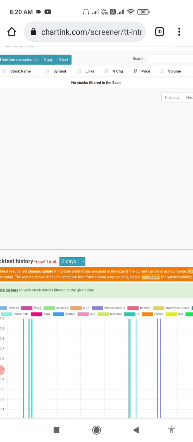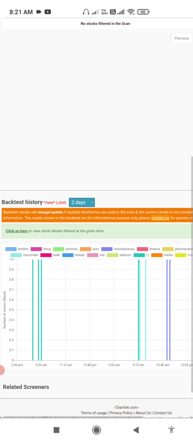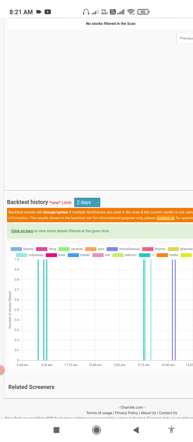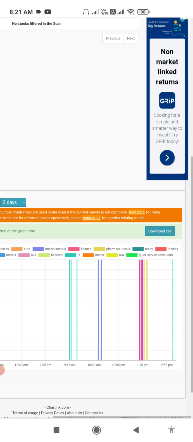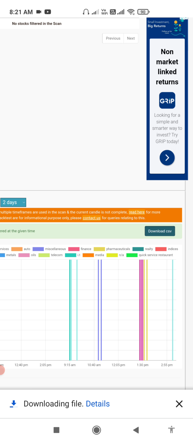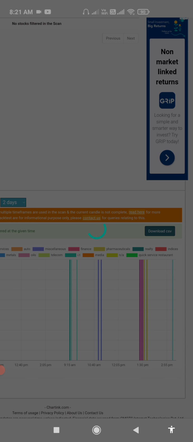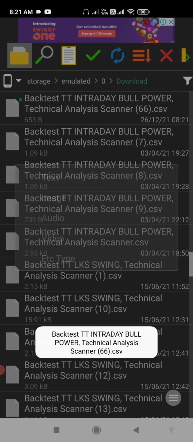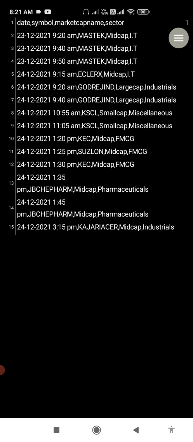In the same way here also, I inputted some parameters, conditions and filters. According to that, it will give you the alert every day. These are the last 2 days' results. Here you can see this is a back tested history. I will download this file, and these are the stock list from the last 2 days.